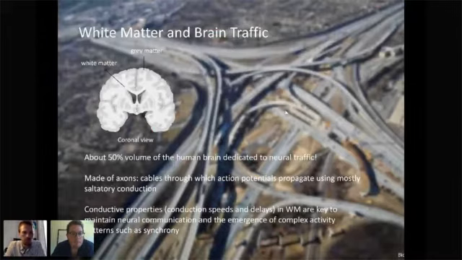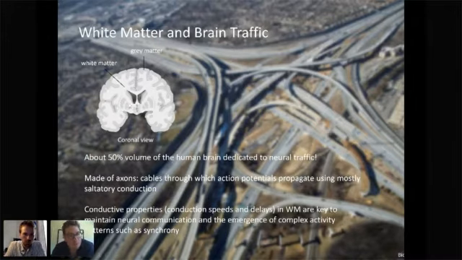So maybe I should just do a recap about white matter and brain traffic. Although many of you might be familiar with what white matter is, it is this wide structure that we see in this coronal view of the human brain right here. It's a complicated labyrinth of axons that occupy roughly 50% of the volume of the human brain. Mostly myelinated axons. Myelin is this lipid-rich fatty substance that gives white matter its name and color.